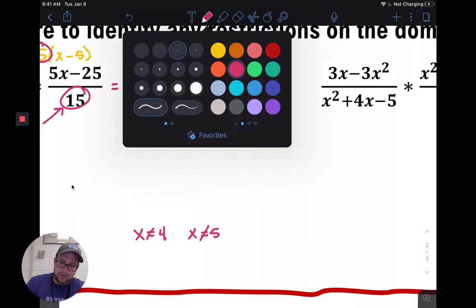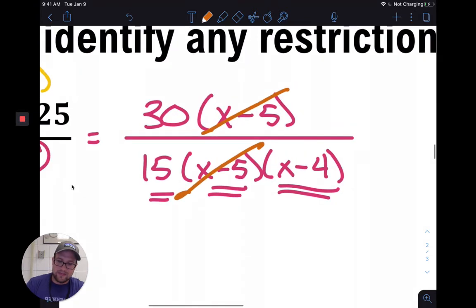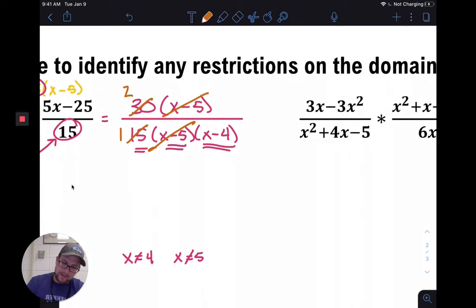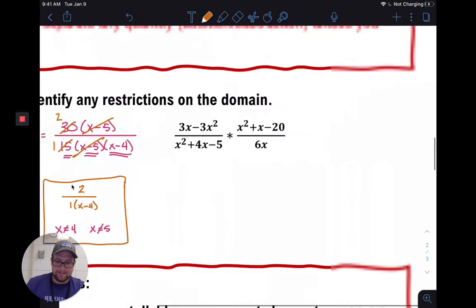Now we are at that fun part where we get to cancel and make it look a little pretty. The x minus 5s disappear really quick. This 30 and 15 can be reduced like a fraction. 15 goes into 30 twice, so that's like 2 over 1. So up top, I am left with just 2. And on the bottom, I have 1 times x minus 4. Of course, you don't need to have the 1 there. You can have the 1. It doesn't matter one way or another. But I'm just going to leave it for now just so we can see it. We're done. That's it.